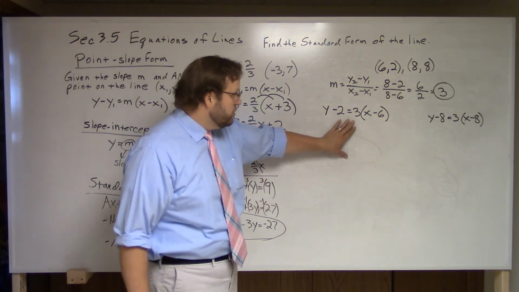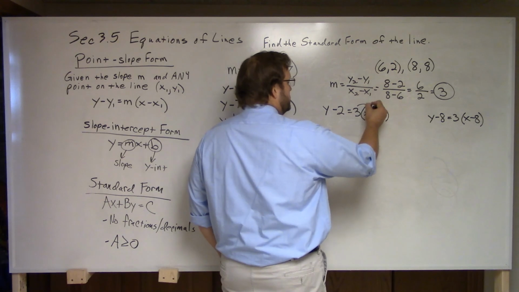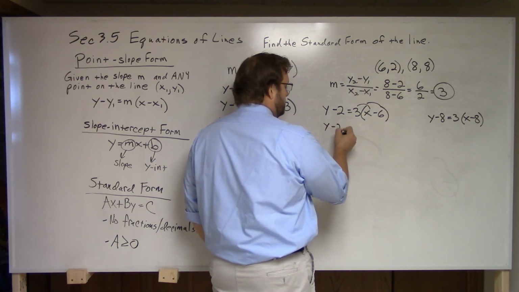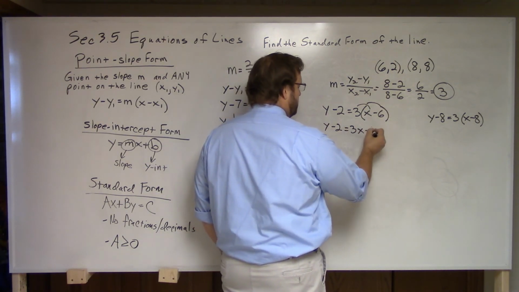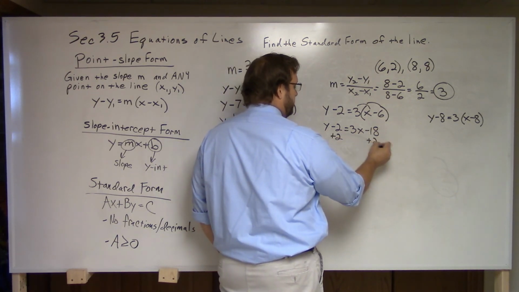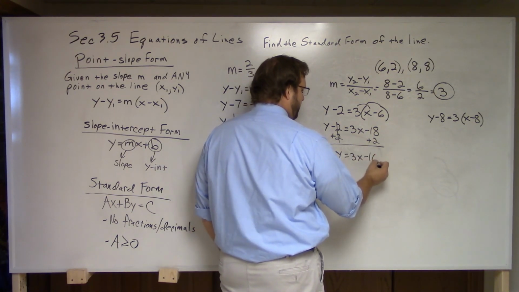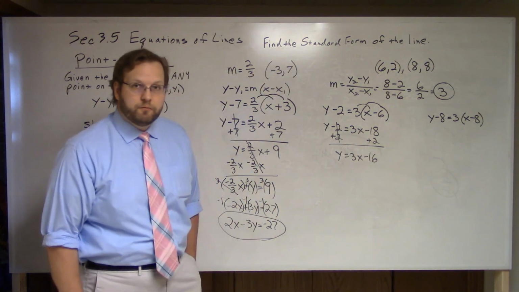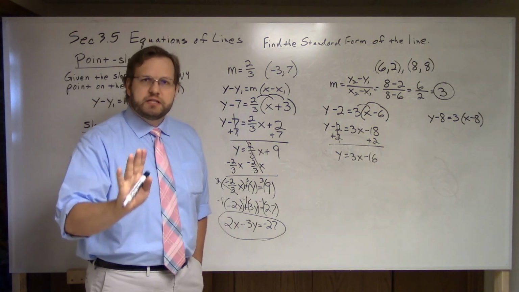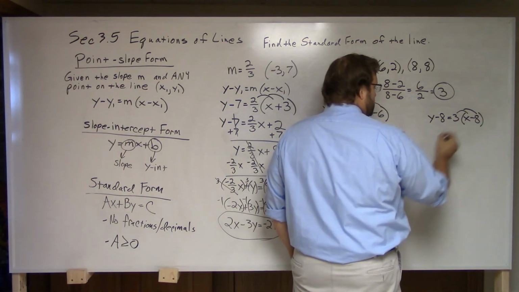So let's go and put this into slope intercept form. I'm going to distribute to get that, and then I'm going to add a 2. And there's my slope intercept form. Now again, just for the sake of discussion, let's do this one as well. Let's see what we get.